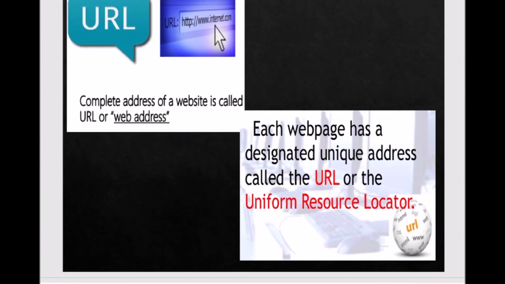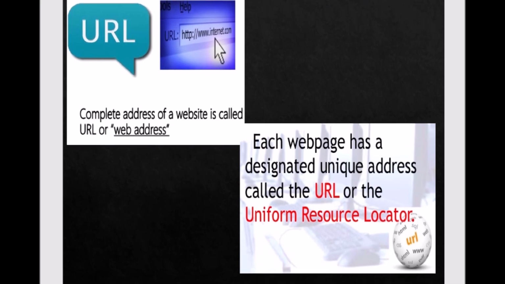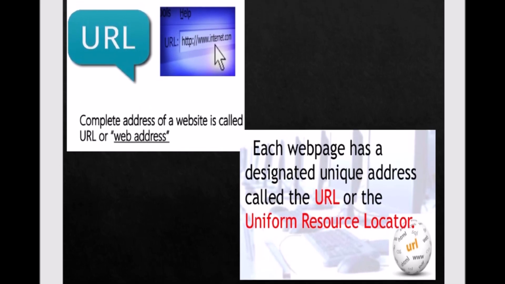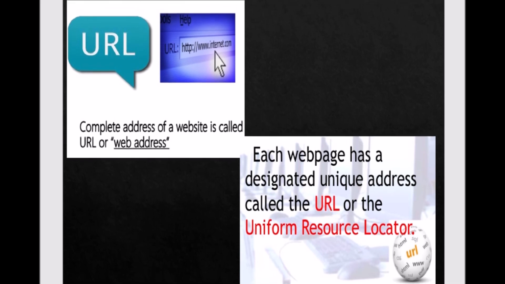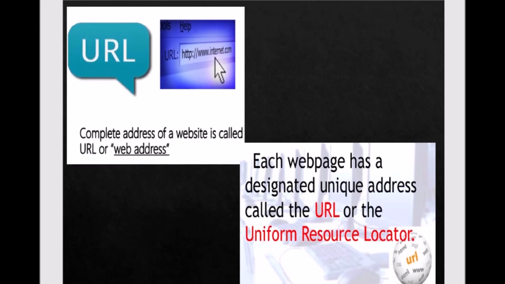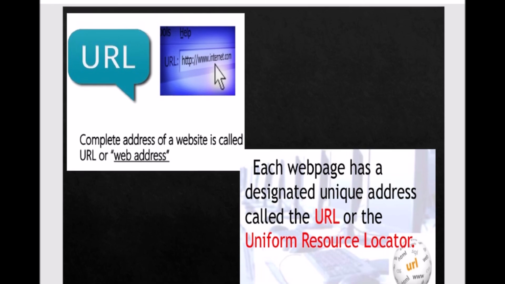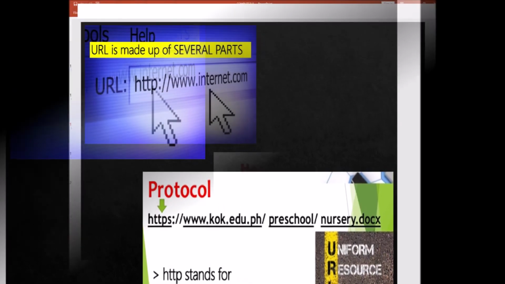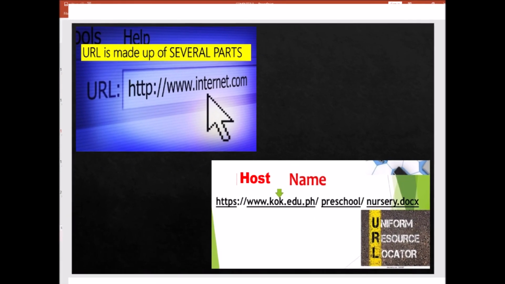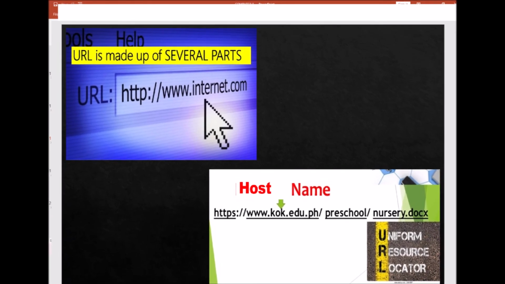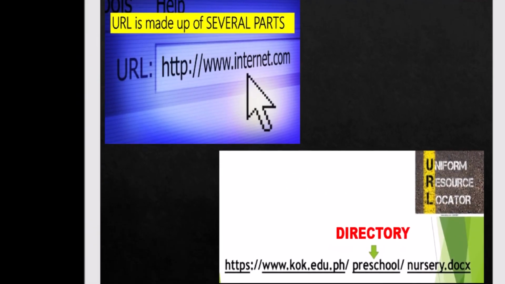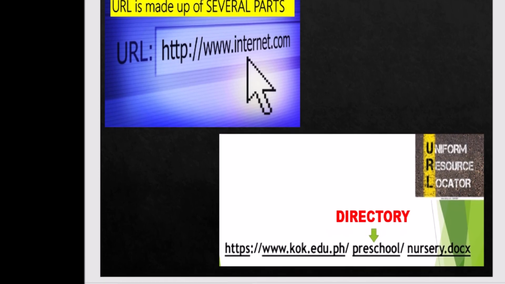Okay, next is the URL or complete address of a website. Each web page has a designated unique address called the URL or the Uniform Resource Locator. Okay, the first part is the protocol. Next, you have the host name, and then we have the directory, and the last one is the file name.